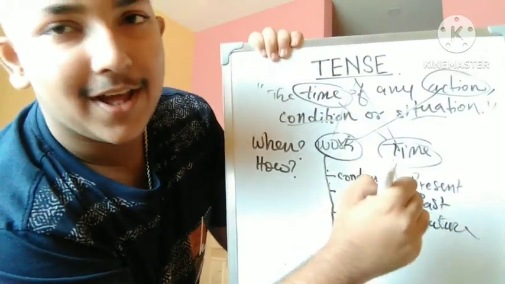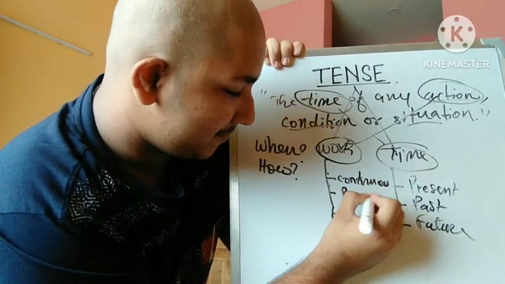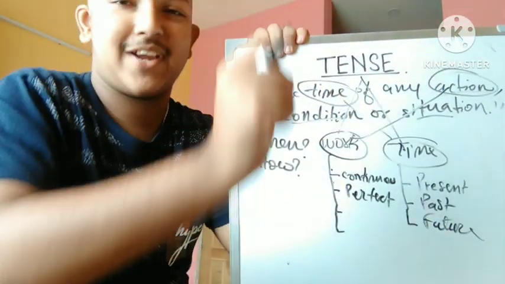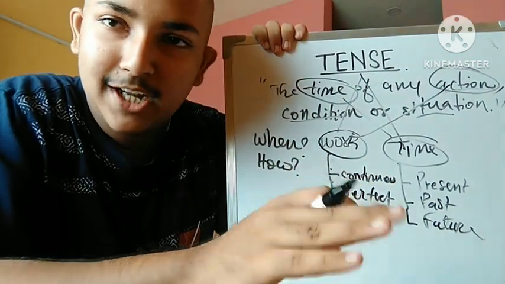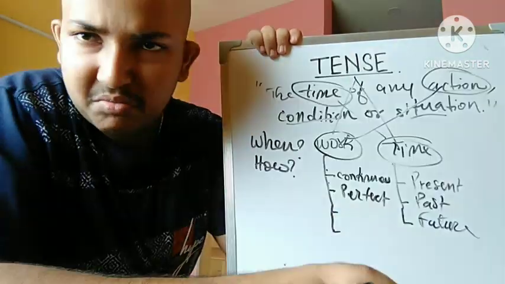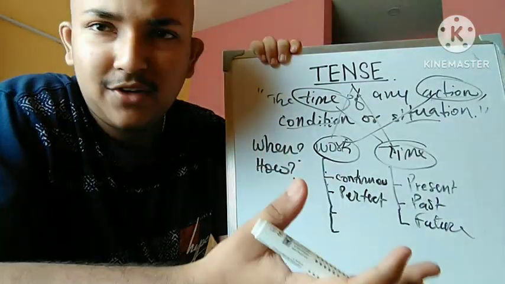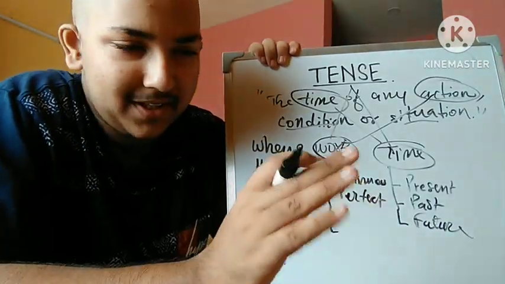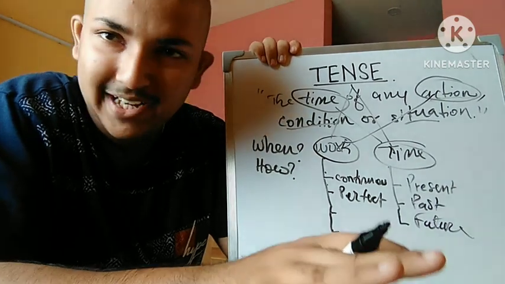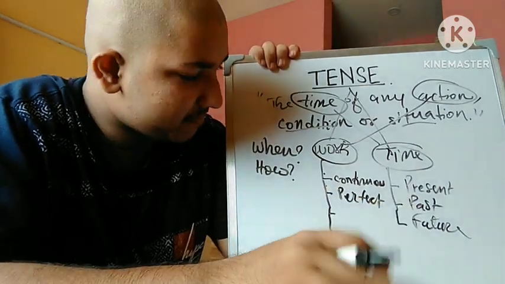Then we have perfect. What is the meaning of perfect? Something has already been done perfectly. Something is already done, sorted. Nothing we have to add in that. Something has started and finished, perfectly finished.